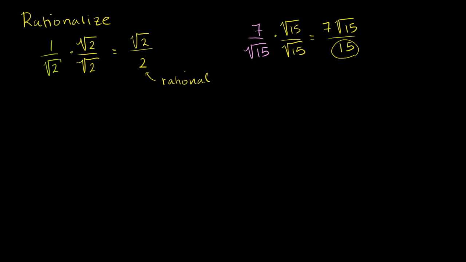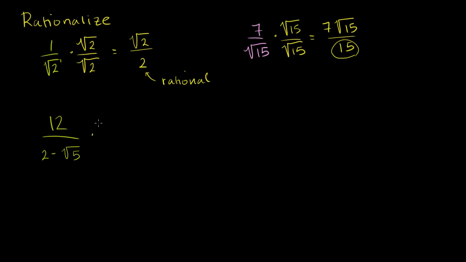Now, let's take it up one more level. What happens if we have something like 12 over 2 minus the square root of 5? So in this situation, we actually have a binomial in the denominator. And this binomial contains an irrational number. I can't do the trick here. If I multiply this by square root of 5 over square root of 5, I'm still going to have an irrational denominator. Let me just show you.